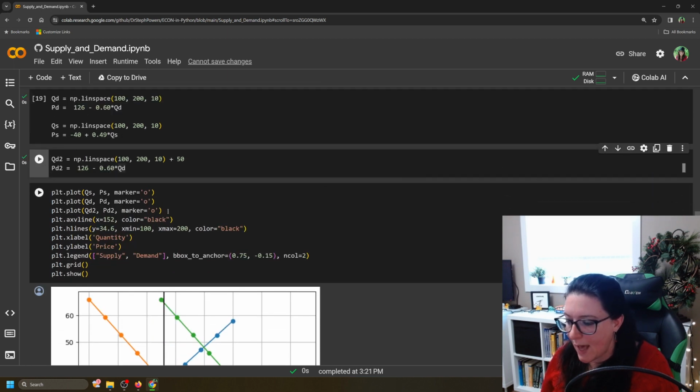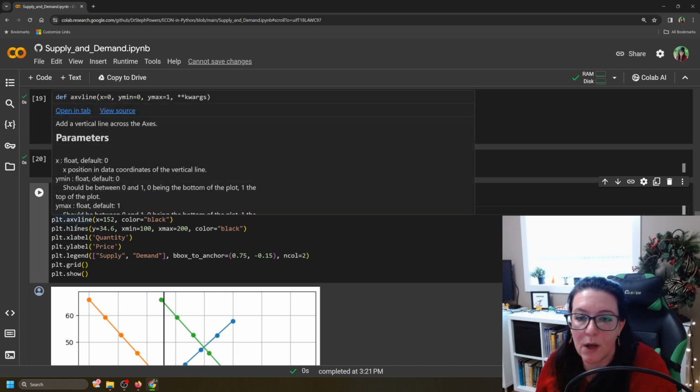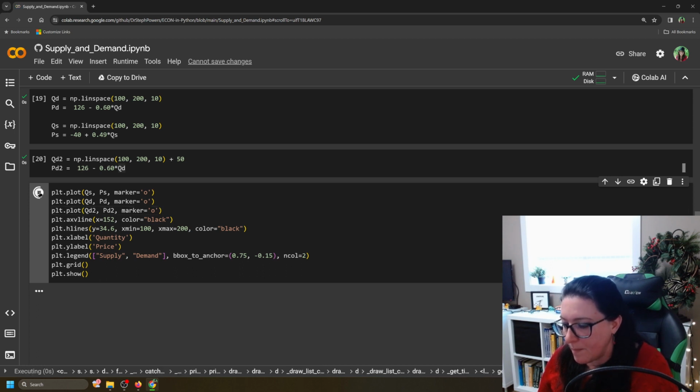So all we've done is added a line to our graphing code. We still have our original demand and supply, that's the first 2 lines. We still have our horizontal and vertical lines that mark the old equilibrium. We still have our legend and our labels. So the only addition here is this plt.plot that has the new quantities, where the quantity demanded increased by 50, and the new resulting prices from our formula.